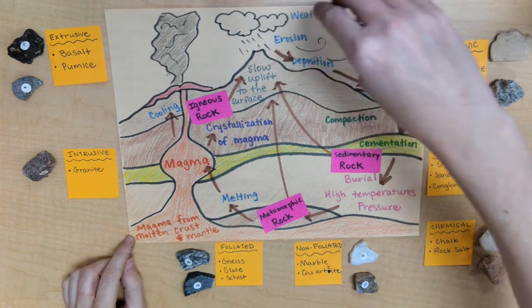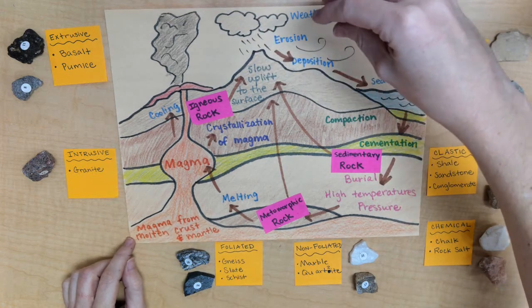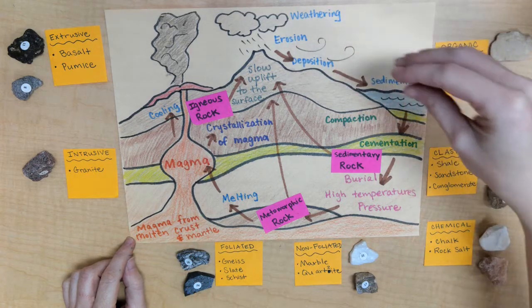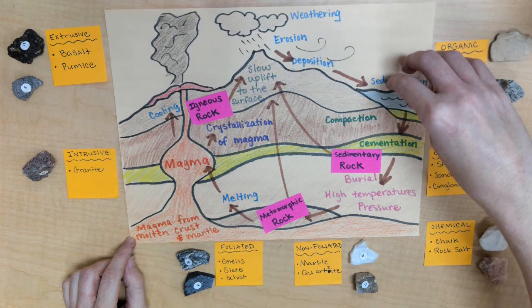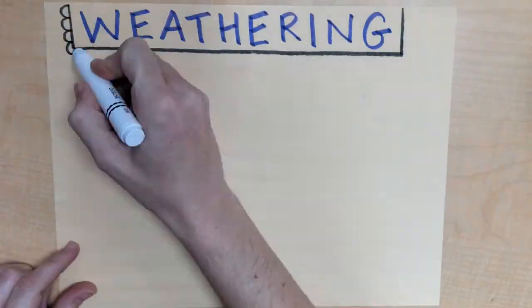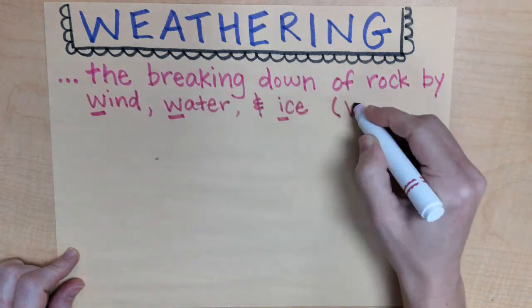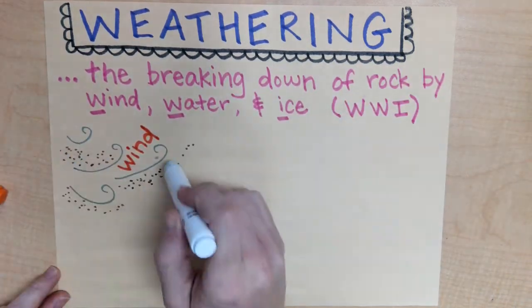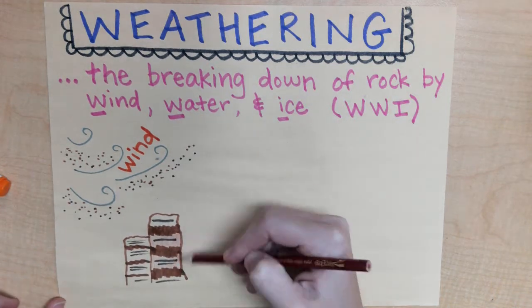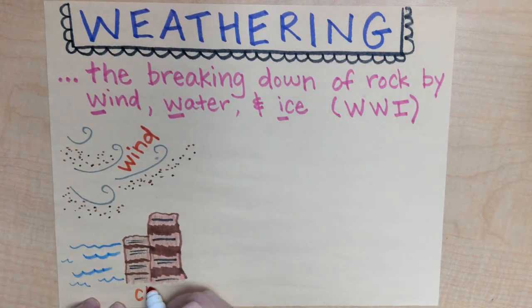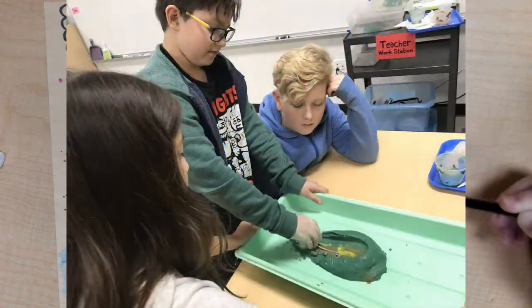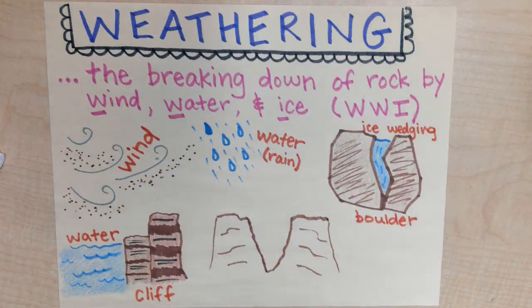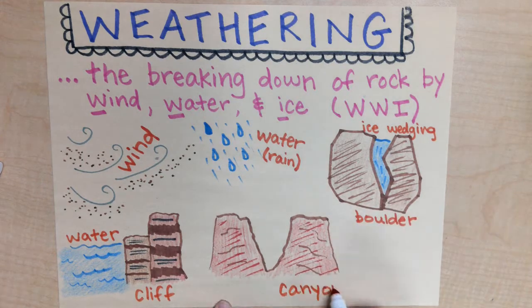Let's say we're on a mountain and there is weathering and erosion and deposition happening to create sediments. Now, we know weathering is the breaking down of rock by either wind, water, or ice, WWI. That might look like rain falling from the sky. That might look like ice wedging, or water by a cliff or a canyon, or the wind blowing.